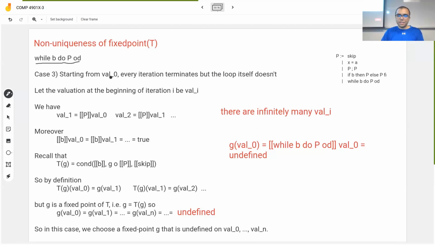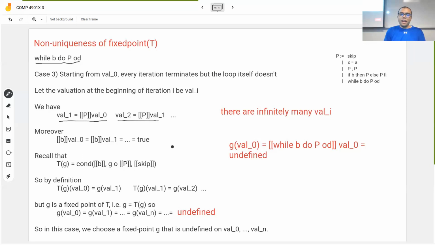So we start from val 0. Okay, this is exactly what I said. Every iteration terminates, but the loop itself doesn't. So I, again, do the same definition. I say let val i be the valuation at the beginning of iteration i. And now I have this equality. Well, basically, val 1 was obtained from val 0 by applying P, because it was like one iteration. Val 2 was obtained from val 1 by applying P, and so on. The only difference in this case is that I have infinitely many iterations. So I don't have an n where the equalities stop. I just have these equalities forever.